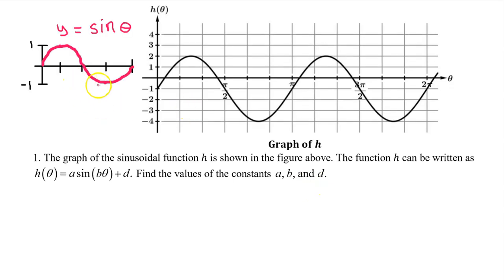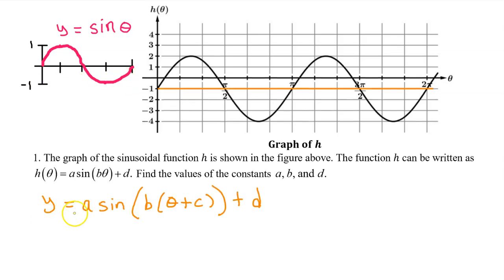One period of the parent function y equals sine theta looks like this. The full model for a sine function with all of the transformations includes a c value right here, and the opposite of c is the phase shift, or a horizontal translation. The fact that this model does not have a c value means that the c value must be 0. So there's no phase shift for h of theta.